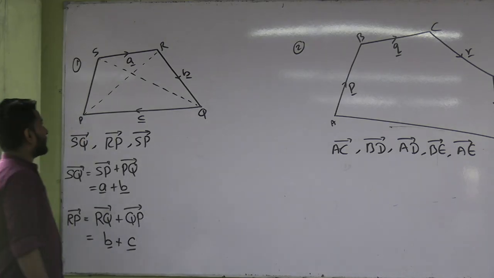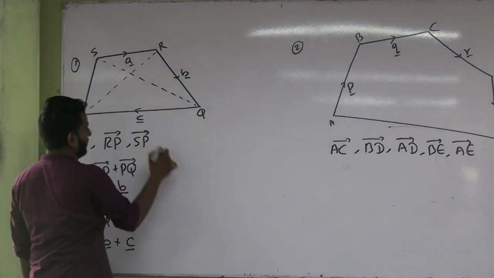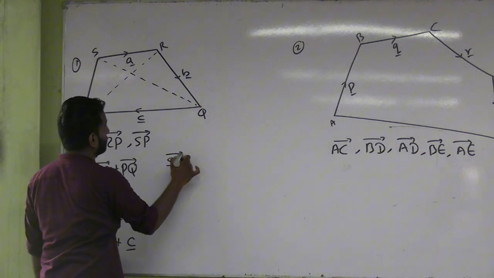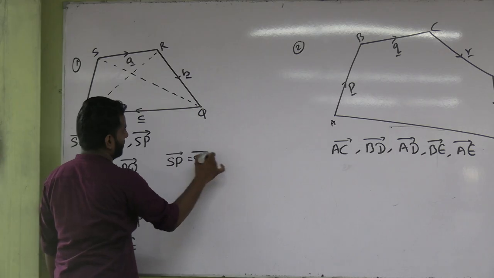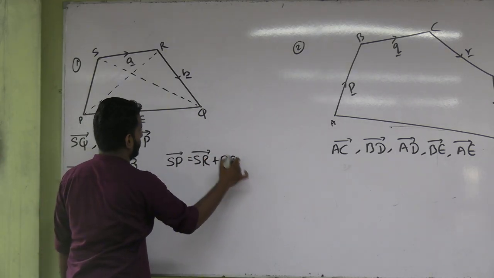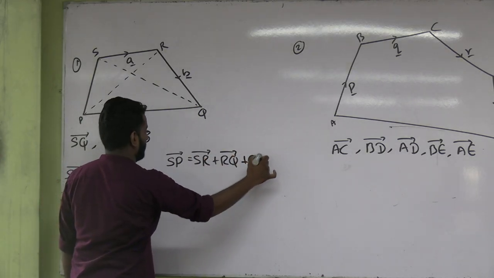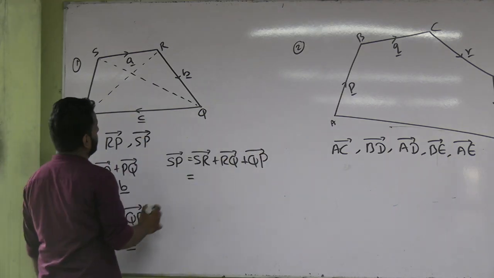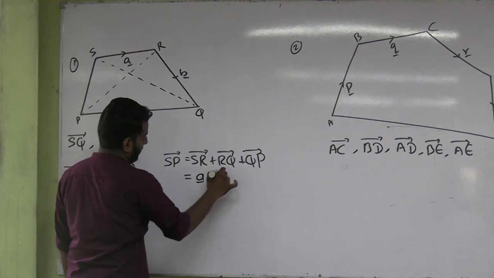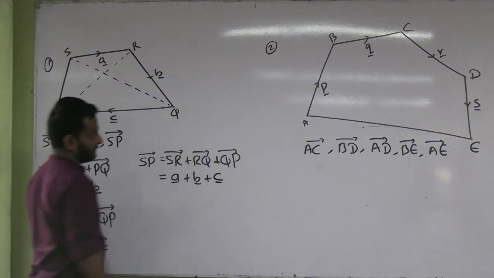Okay. Next, finally the vector SP. To find SP we can write SP equals SR plus RQ plus QP. So SR means simple A, and this is B and this is C.